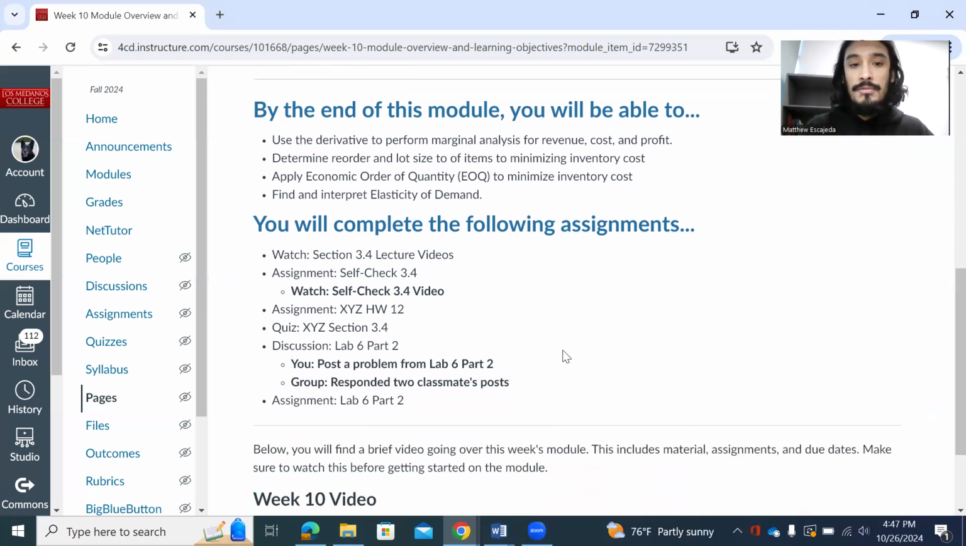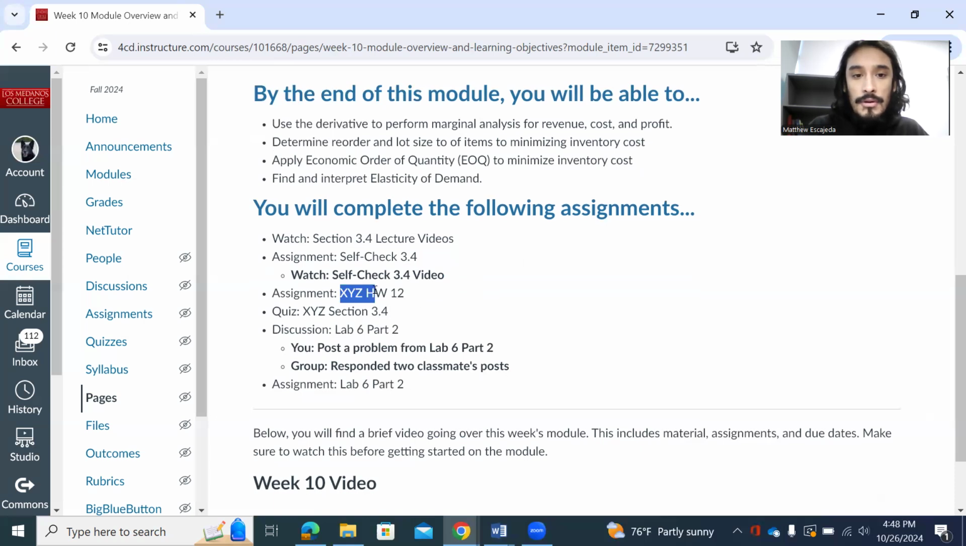So below are the following tasks and assignments that should be completed throughout this module. You should watch the section 3.4 lecture videos that are provided. You should complete the self-check 3.4 assignment, and you should watch the self-check 3.4 video if you are stuck with how to do some of the self-check problems, or if you want to double check your work or just follow along. You should also complete XYZ homework 12. That's about the section 3.4 assignment.